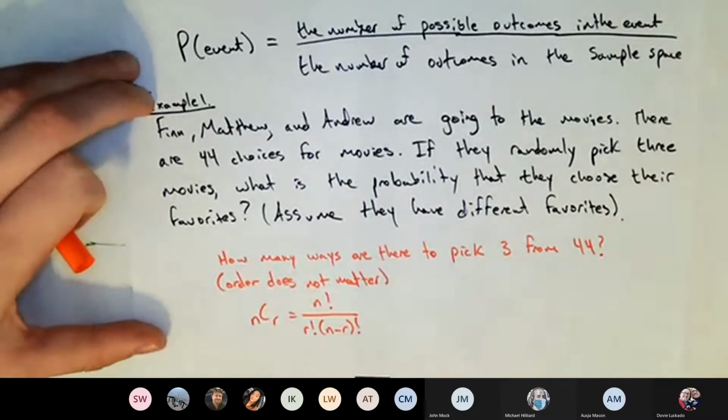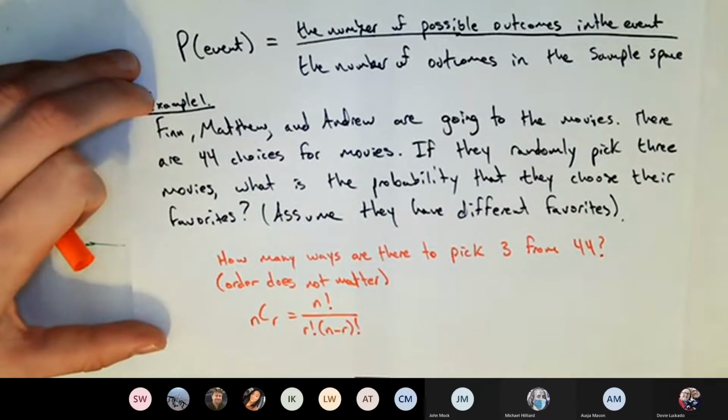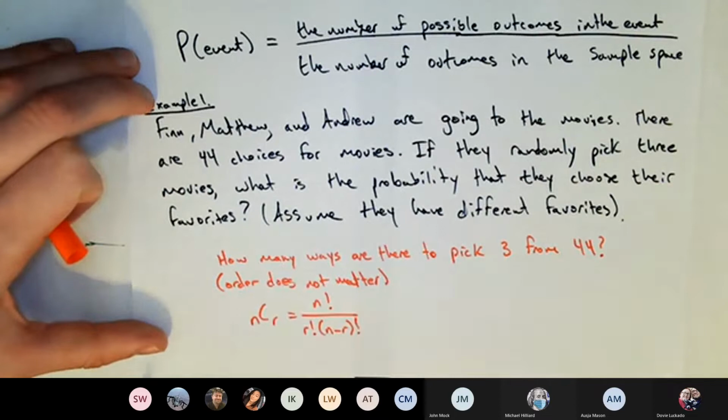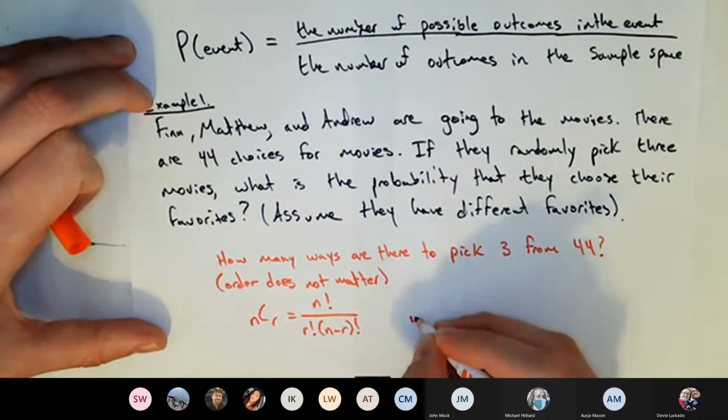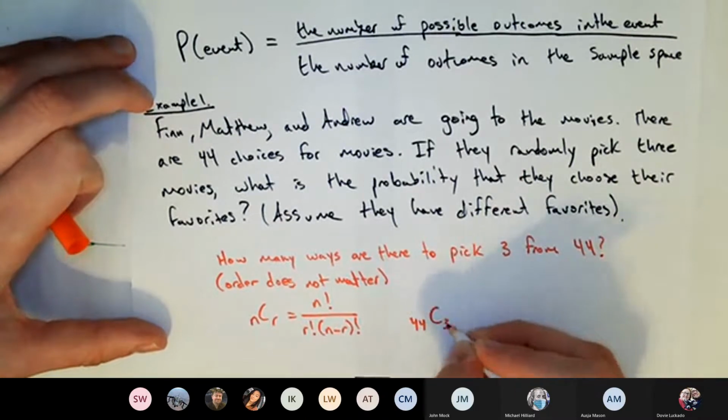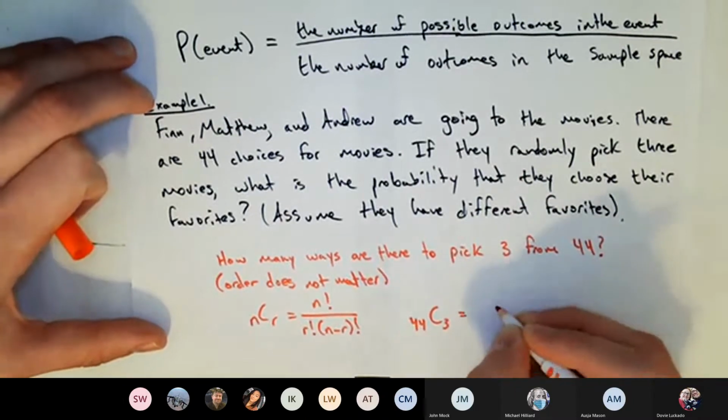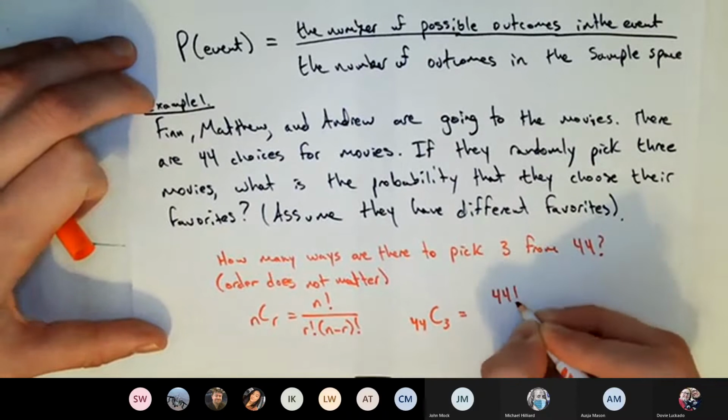Where n is going to be 44 in this case, and r will be 3, because this formula, nCr, tells you the number of ways to pick r number of things from a bigger group of n number of things. So I'll have 44 C 3, which will be equal to 44 factorial.